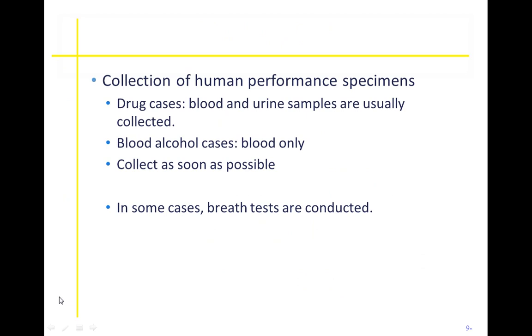The collection of human performance specimens may involve various drug cases where blood and urine samples would be collected. It might involve specifically just a blood alcohol case where only blood may be involved in the collection. But in either of these situations, collection should be performed as soon as possible.